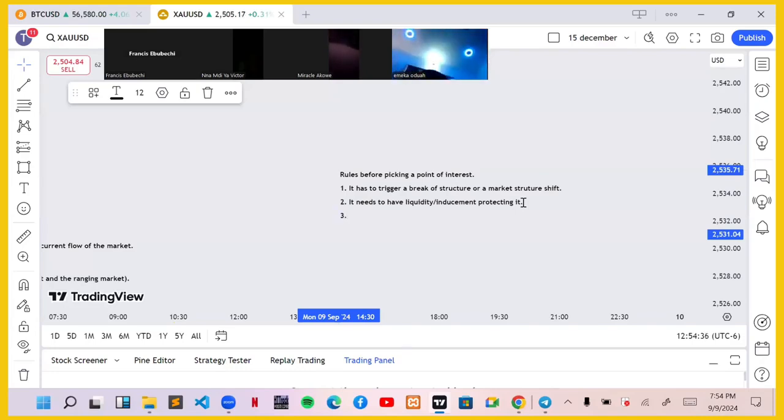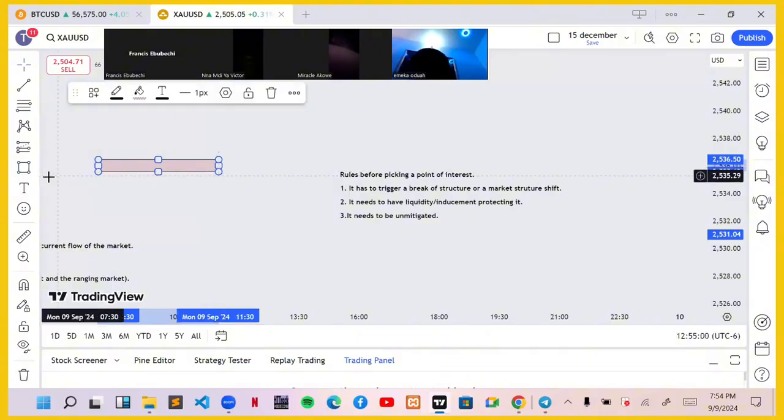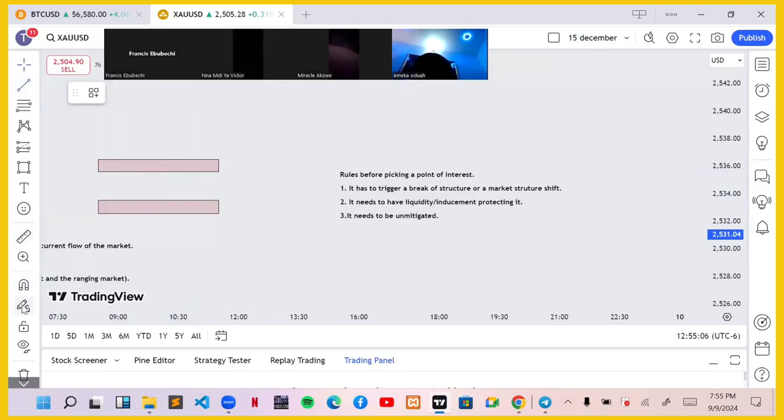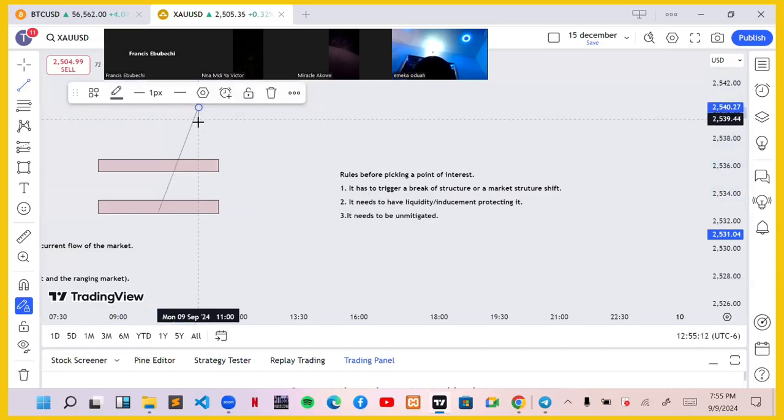The third one, it needs to be unmitigated. What I mean by it being unmitigated is after price triggered a break of structure or a market structure shift, price needs to not have tapped into that zone after that break of structure or market structure shift. This is what I mean. Let's say this is my breaker block, and then this is my other block down here. And then price does something like this and then breaks out of this zone. After breaking out, it made the first pullback. This first pullback now did not mitigate this breaker block. You understand? That's what I mean.